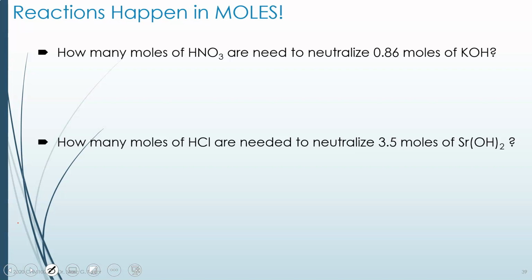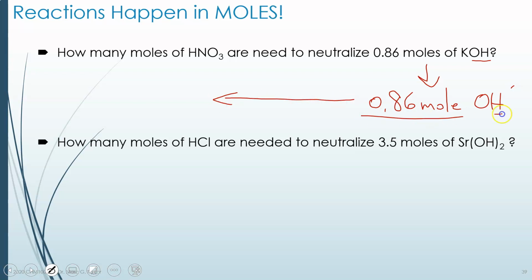Well, we know that potassium hydroxide only has 1 OH on it. So when we put 0.86 moles of it in water, we're going to get exactly 0.86 moles of hydroxide. It's going to be a 1 for 1. Well, we also know that a neutralization means that this number of moles of hydroxide has to be exactly equal to the number of moles of protons. So it's also 0.86 moles.